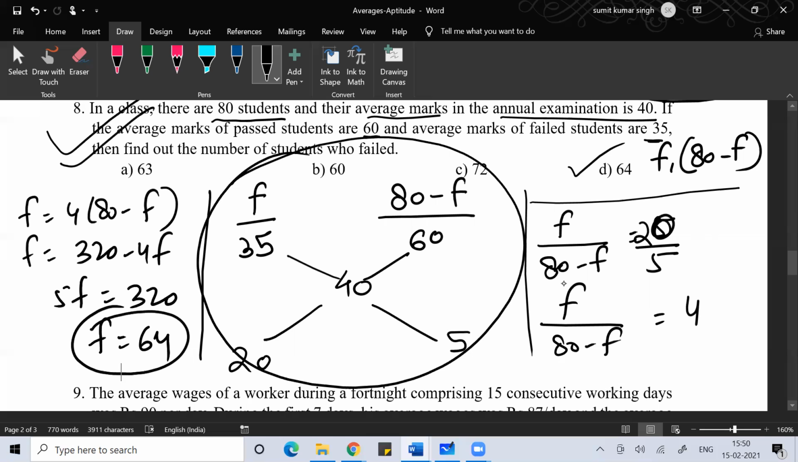Anyone, any doubt? Any question you want to ask? This is 60 minus 40. This is 40 minus 35.